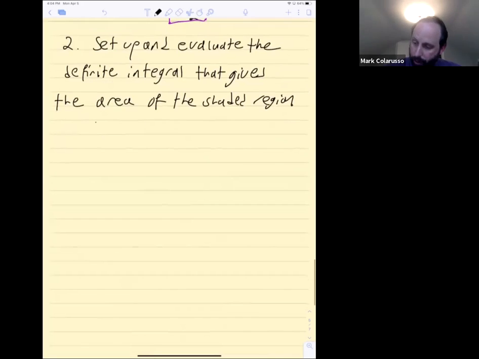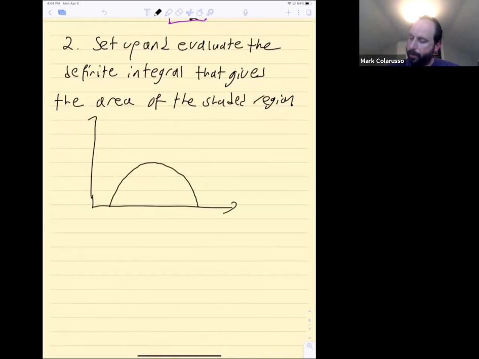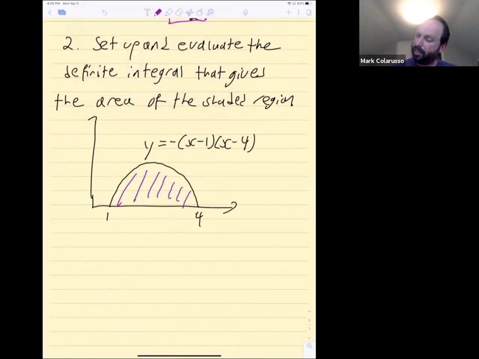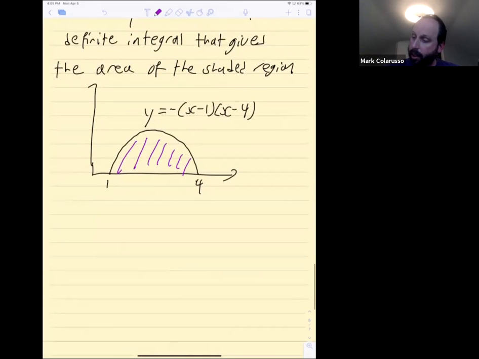Okay, so then this is the shaded region I have to give you. So here's what it is. It's from 1 to 4. The curve is this parabola, minus (x minus 1) times (x minus 4), and you kind of shade it in here. Okay, so we want to figure out the area under this parabola.